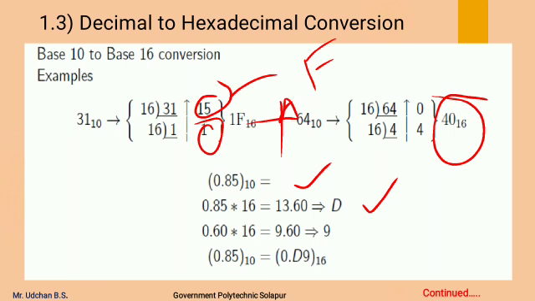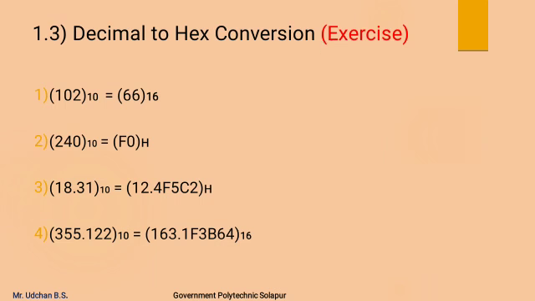Perform the multiplication for 2 to 3 digits. In this, I have performed only for 2 digits. After the second multiplication, I have got 9.60 as a result. 9 is the integer part. Again, take it as our hexadecimal digit. Arranging from upward to downward direction, we will get 0.D9 as the hexadecimal number for the decimal number 0.85. Again, these are examples of decimal to hexadecimal conversion, which you can perform on your own.